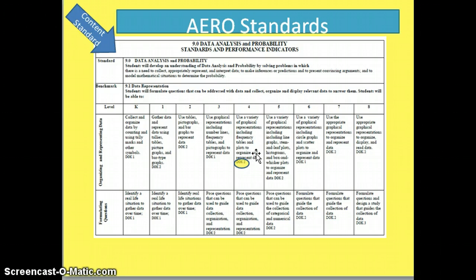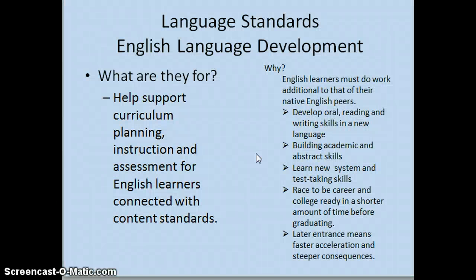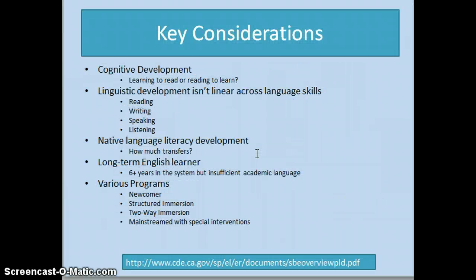Those are the content sets of standards, the standards that look at content. Now let's look at the standards that look at English language development, okay? And those are more for, again, the English language learners, our students. So it shows you what they're for, why. You can read that in your time. What are the key considerations that are used for the English language development standards?